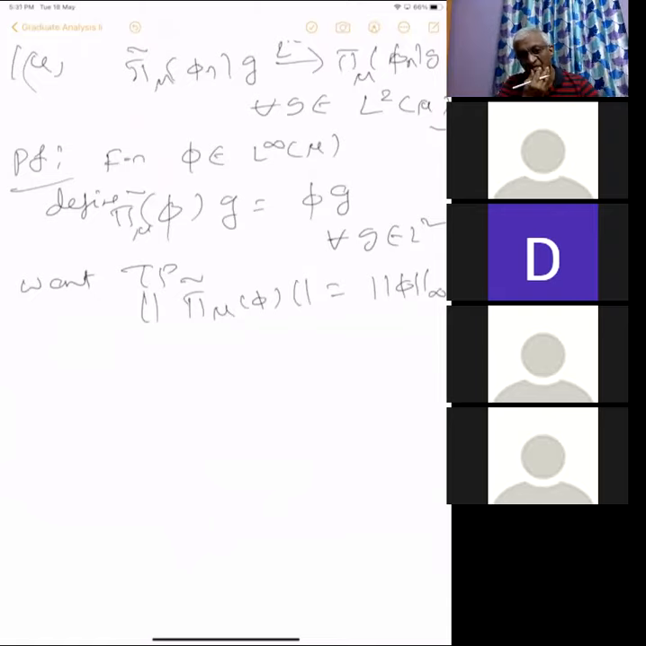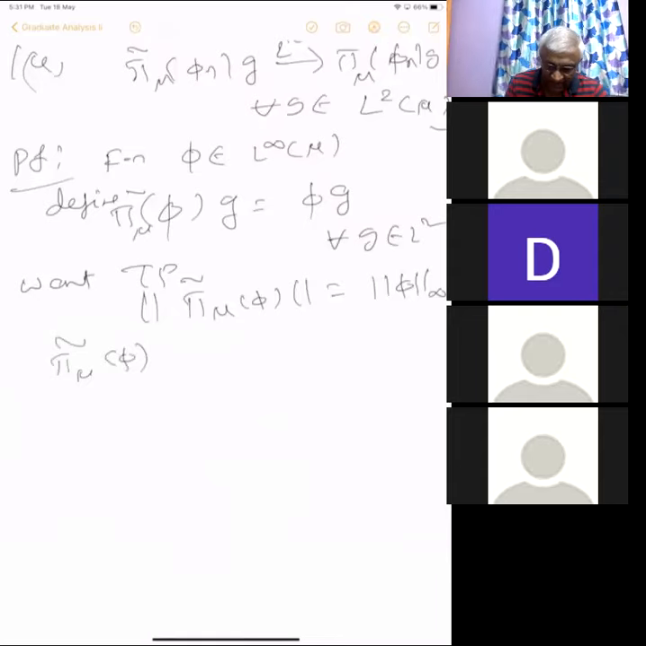So how do you prove that? First thing is we know that it is normal. It's a star representation, and the star of pi mu tilde phi is just pi mu tilde phi bar. So it commutes. This is a representation of L infinity, which is commutative; multiplication is commutative. So this is also commutative. So pi mu tilde is normal.